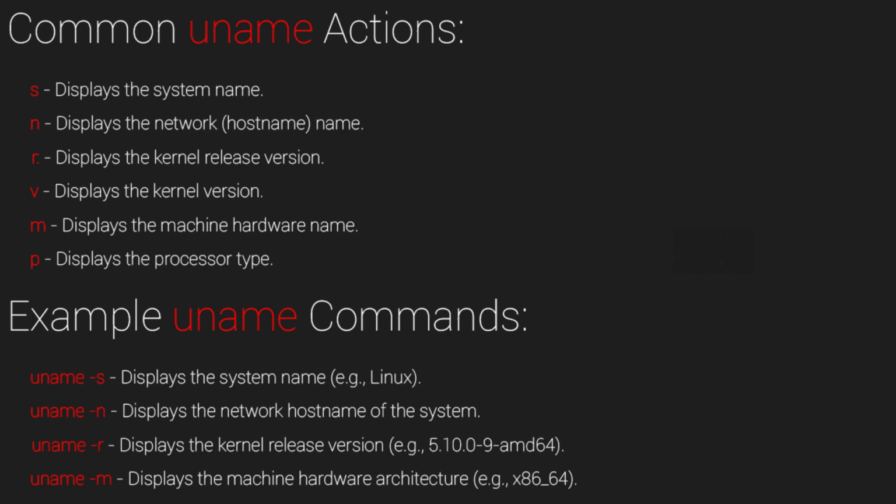Suppose for displaying the system name you can say -s. For displaying the host name you can say -n. For displaying the kernel release version you can say -r. For displaying the kernel version you can say -v. For displaying the machine hardware name you can say -m. And for displaying the processor type you can say -p.